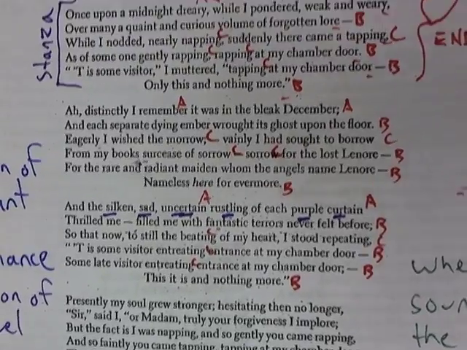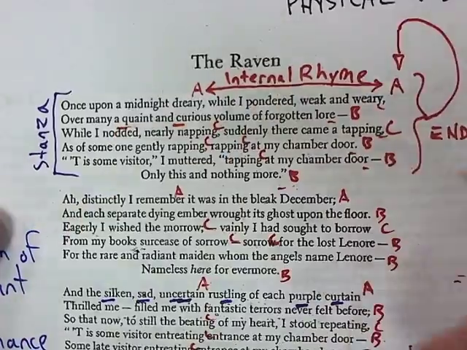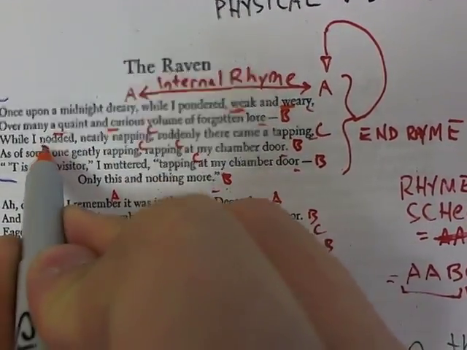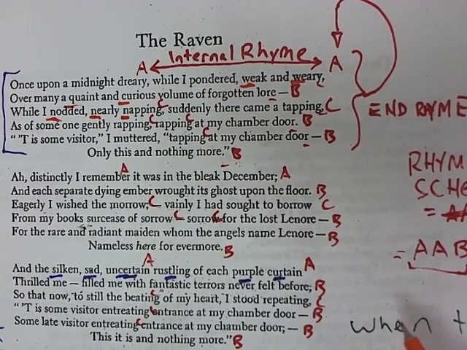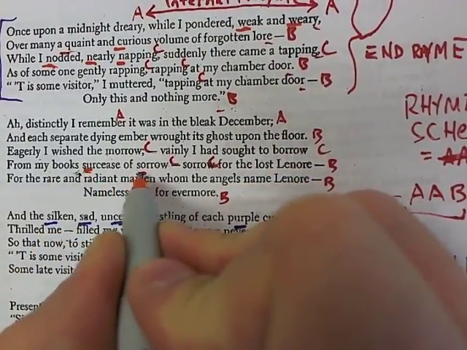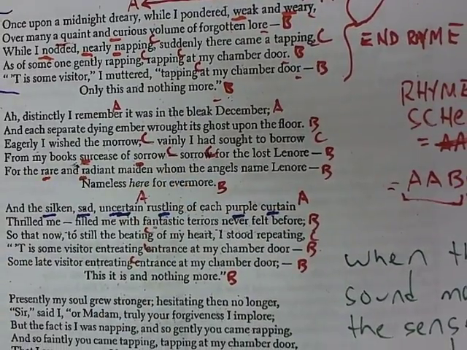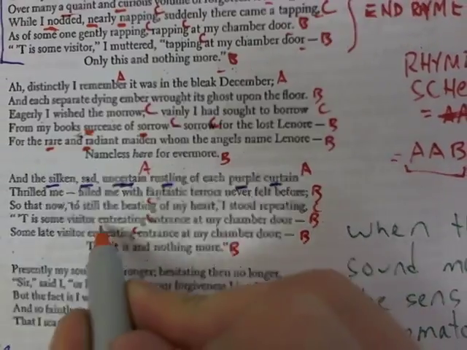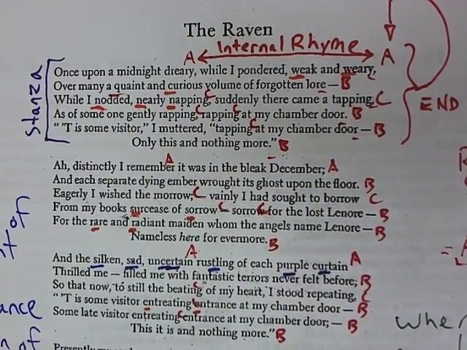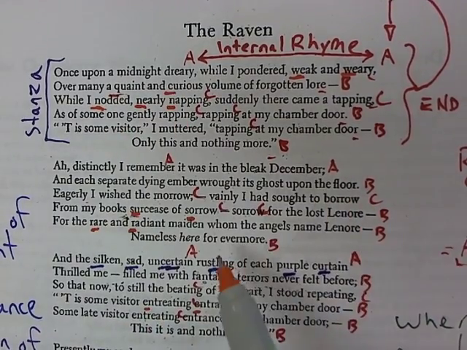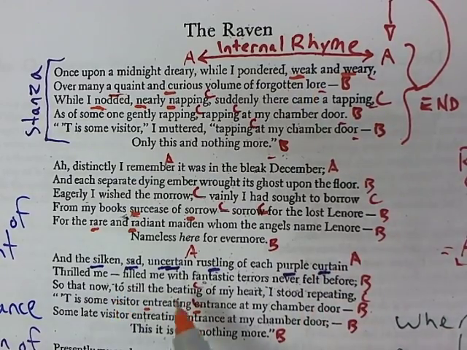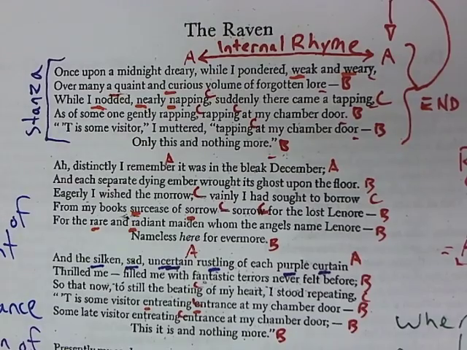So, for example, quaint and curious, weak and weary, okay? Weak and weary, quaint and curious, nodded, nearly napping, rapping, tapping, well, not rapping, okay? Surcease of sorrow, rare and radiant, silken sad, entreating entrance. Okay, so can you see that this is done on purpose? Quaint and curious, sorrow, sudden, it's repetition. Quaint and curious, nodded, nearly napping, weak and weary, surcease of sorrow, rare and radiant. Clearly, there's a pattern going on there. Weak and weary. Right.